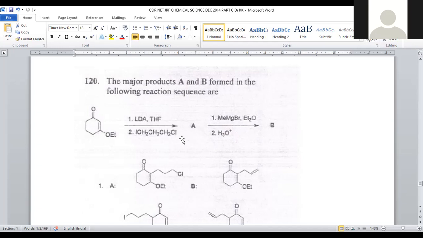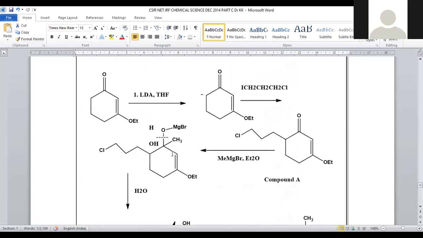We have to see the series of reactions carried in this question number 120. Let us go with this alpha beta unsaturated compound, which is treated with LDA, lithium diisopropylamide, dissolved in tetrahydrofuran solvent. It will abstract the hydrogen. So here we have 2 provisions. The carbonyl group is electron withdrawing. Around the carbonyl, here CH2 is there, here CH is there, where the hydrogen is more favorable to remove.